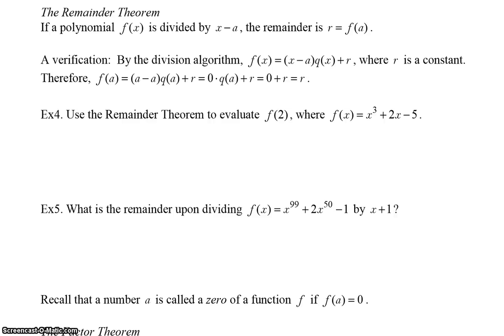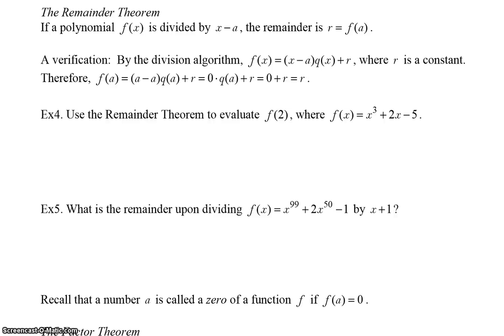That is, the remainder is identical to what you would get if you substituted a into the function. Now, to verify this, by the division algorithm, if we divide f of x by x minus a, we know that there's a quotient and a remainder such that f of x can be written as x minus a times q of x plus r, where we know r would be a constant. Anytime we do synthetic division, the remainder is constant. What if you substitute a in for x and compute f of a?